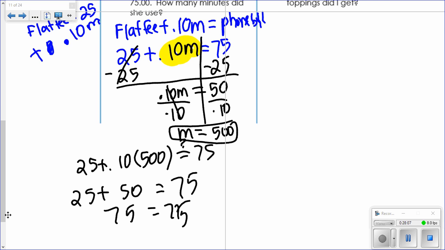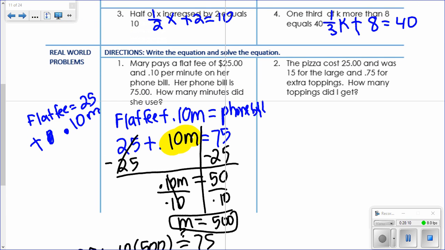Now let's go up here and check on the pizza question we have here. So we're looking at this verbal expression. It says the pizza cost $25. It was 15 for the large and 75 cents for extra toppings. So just the large pizza itself in general is $15. It's 75 cents for extra toppings. The pizza that they bought was 25. So how many toppings did they get in order for that pizza to be $25?